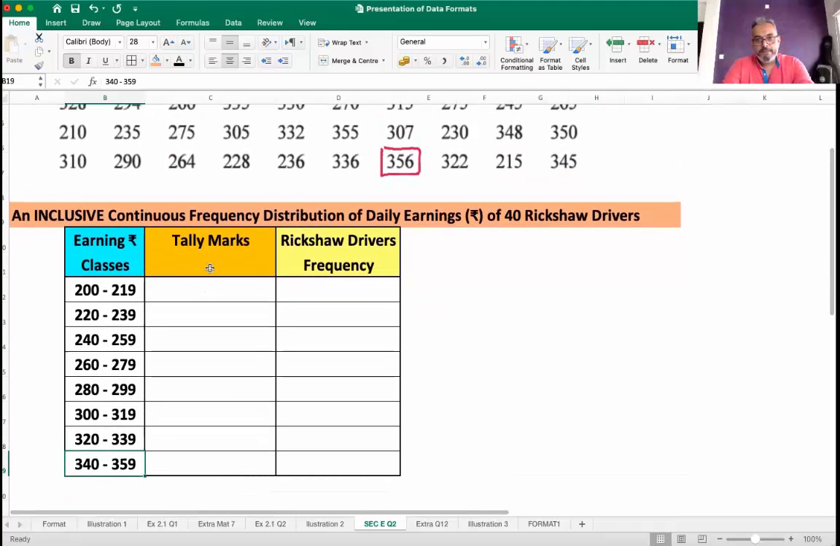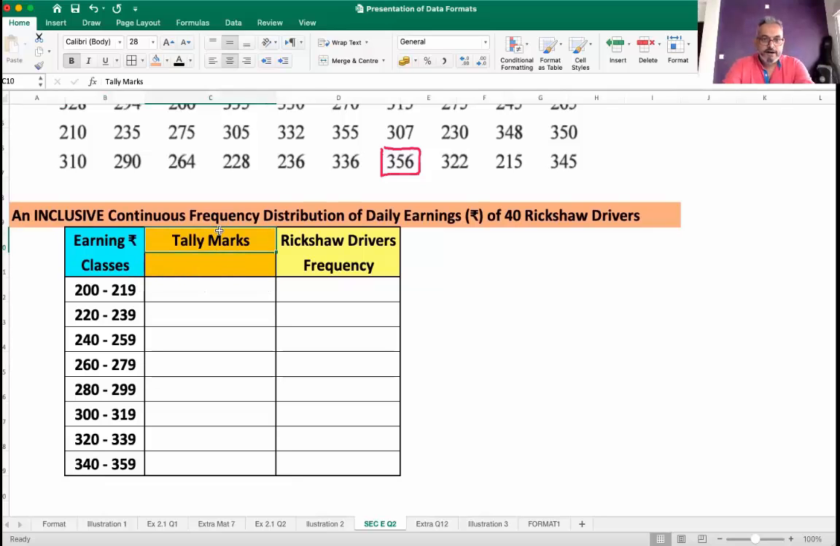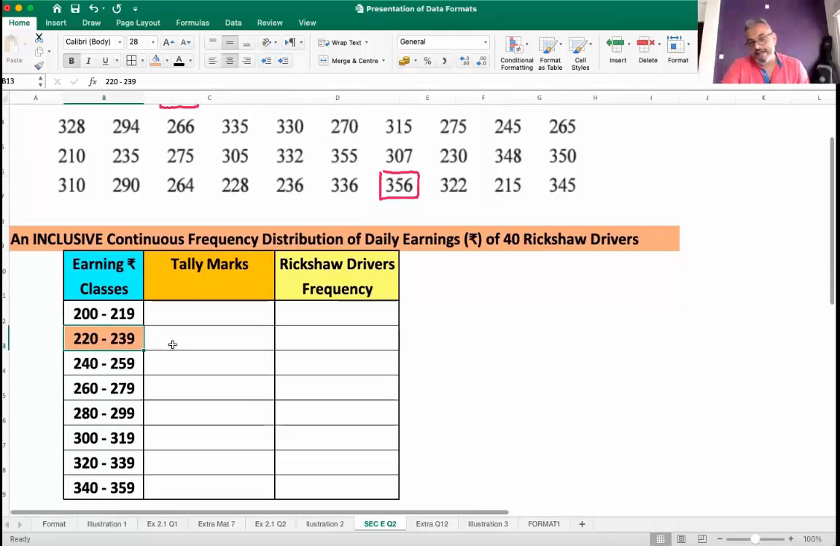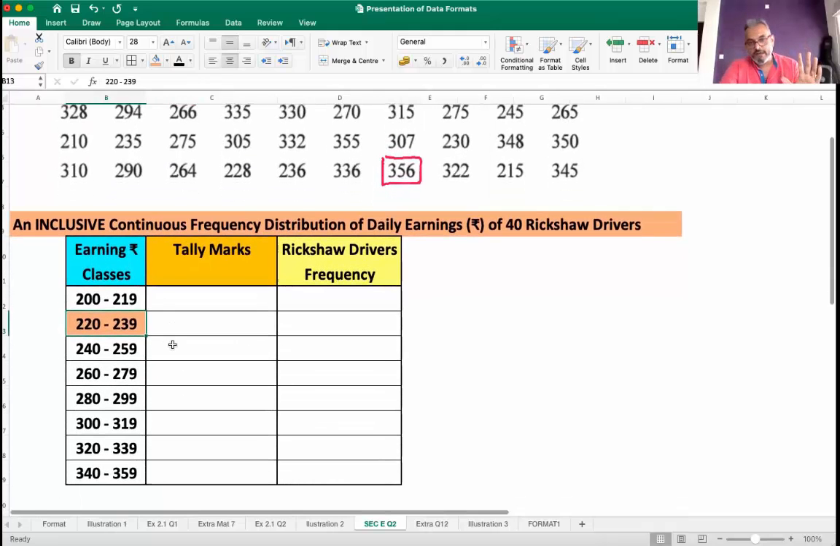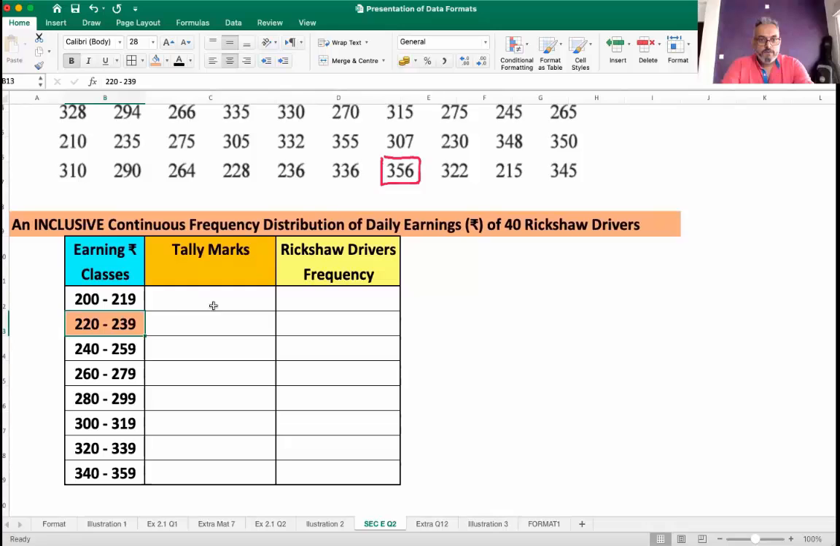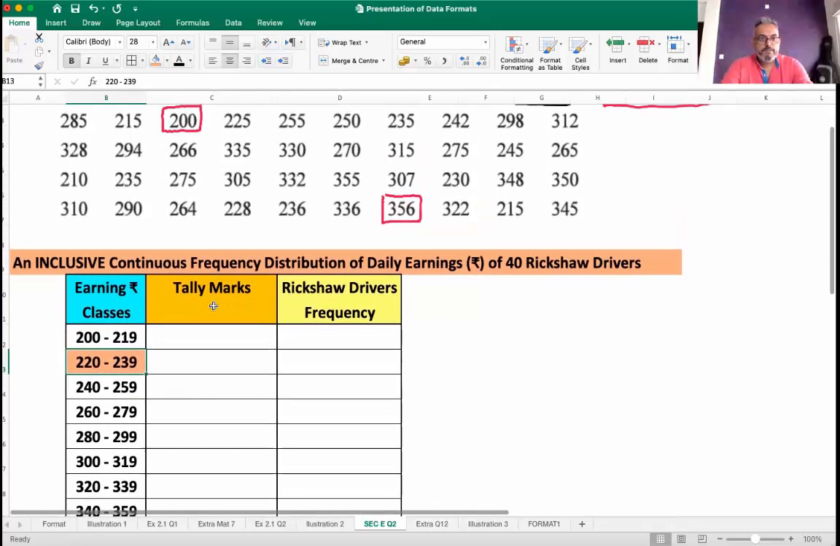So let's all start doing the tally marks. Over here we don't have to find the number of classes because it is not asked. Not required. We just have to make sure that one of the classes is 220 to 239 and the class length is 20. Okay? So let's start doing this.